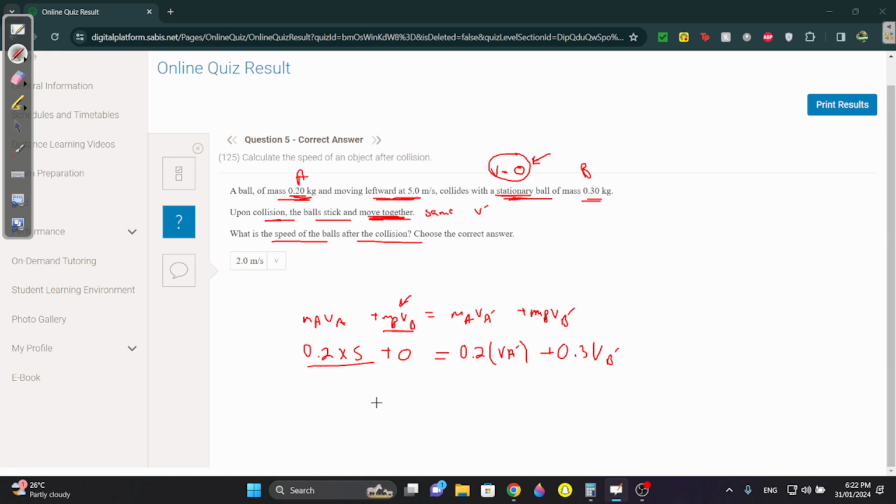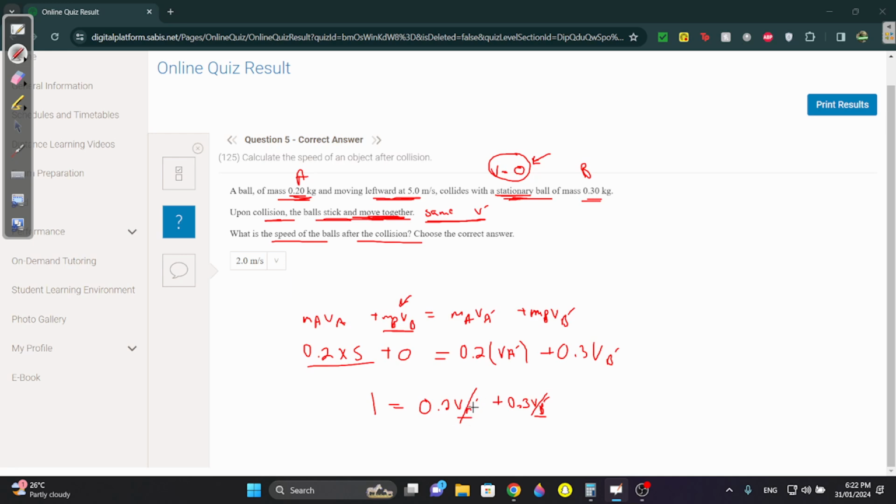0.2 times 5 is 1. Okay, 1 equals 0.2 VA prime plus 0.3 VB prime. What do you do here? Okay, we said the balls collide and they stick and move together. What does that mean? It means they have the same V prime. So instead of saying VA prime and VB prime, they have the same speed. So this is equal to this.